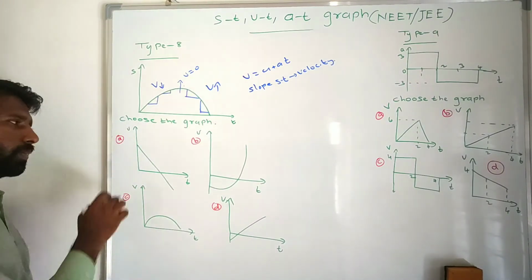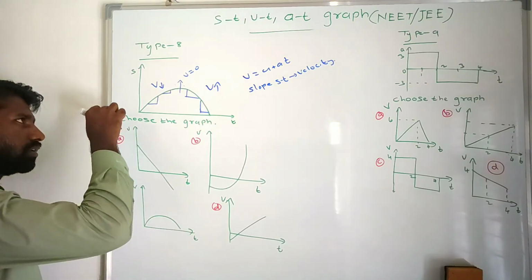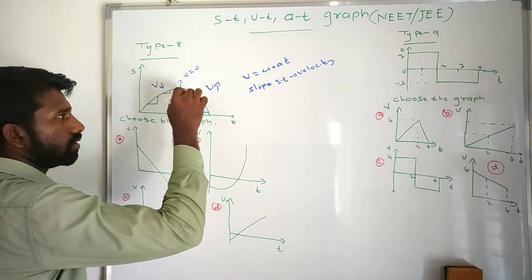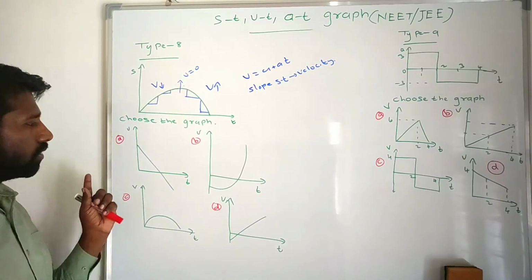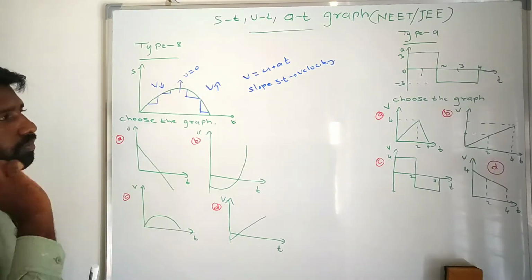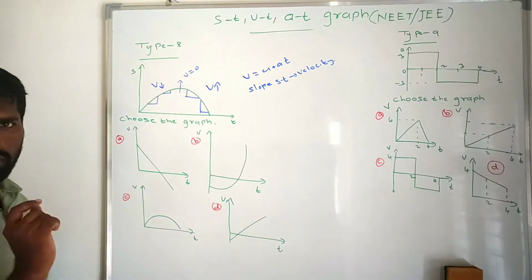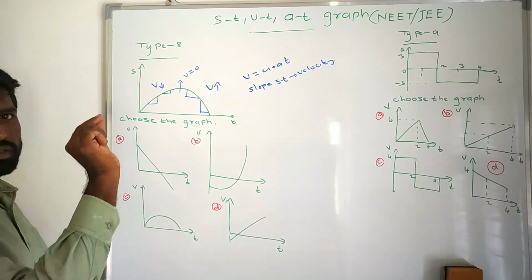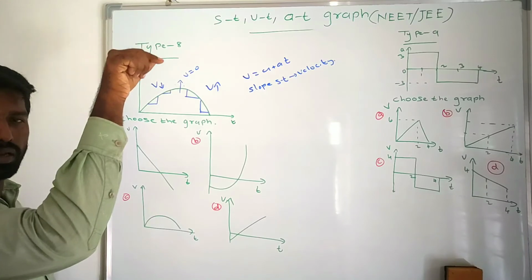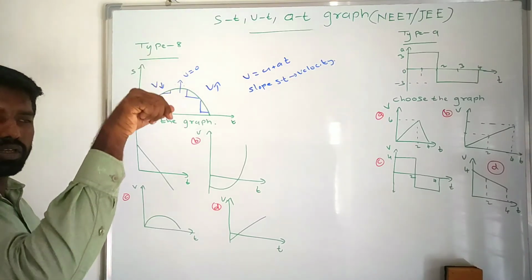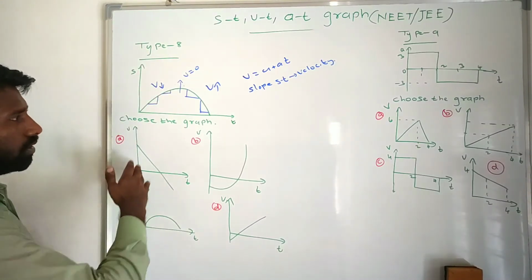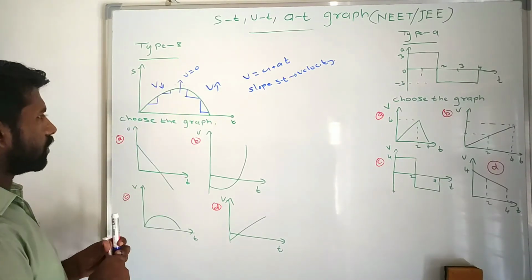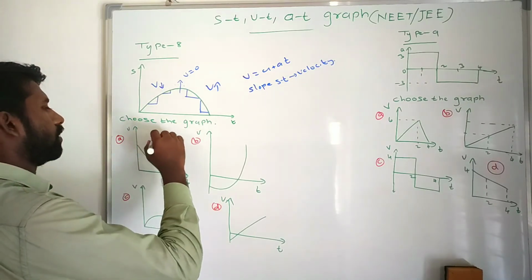So we can choose which is the graph. This is the graph. Velocity is initially maximum. It is to be decreases and reaches to 0. Again increases in the opposite direction. This is the graph of a body thrown upwards. Initially the velocity is maximum, it decreases and reaches to 0. Again what will happen? The velocity increases in the opposite direction. So this is the correct answer for this A option.